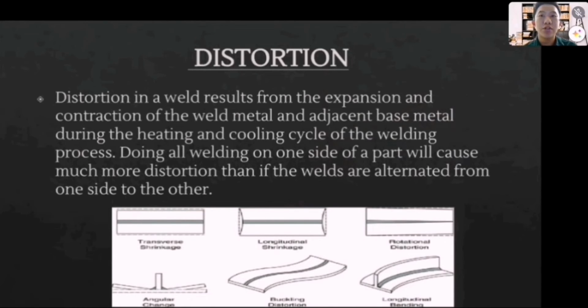What is distortion? Distortion in a weld results from the expansion and contraction of the weld metal and adjacent base metal during the heating and cooling cycle of the welding process. Doing all welding on one side of a part will cause much more distortion than if the welds are alternated from one side to the other side.